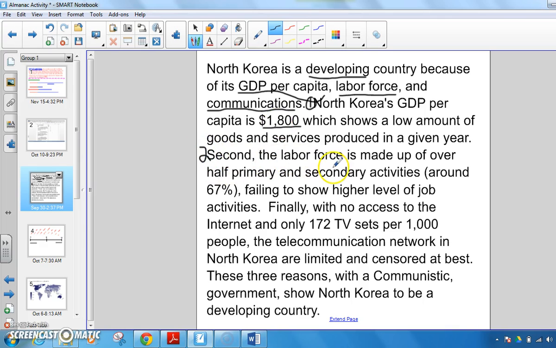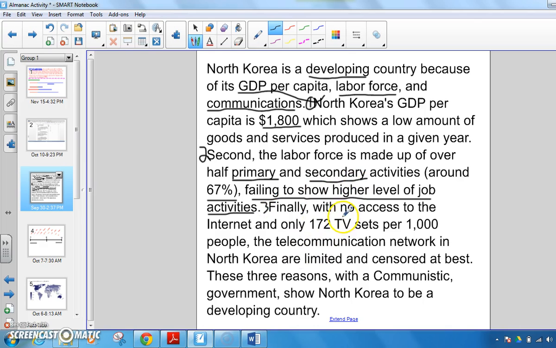All right. Labor force is made up of over half primary and secondary activities. There we go, putting in some vocabulary terms that are here. Around 67%. Awesome. Chunk 2. And then I explained it. Here's my elaboration here to show higher levels of job activities. Awesome. And then chunk 3.